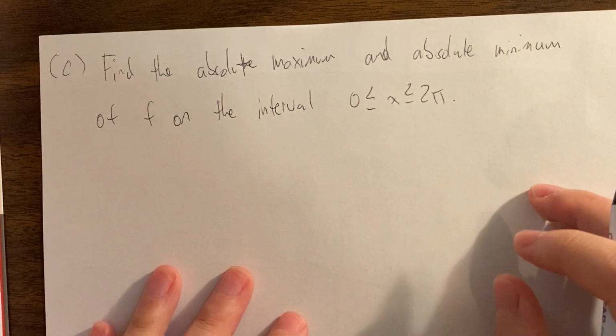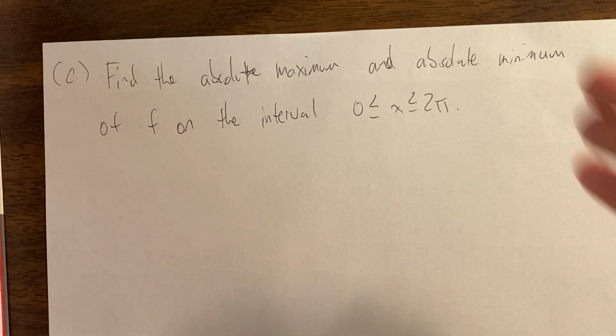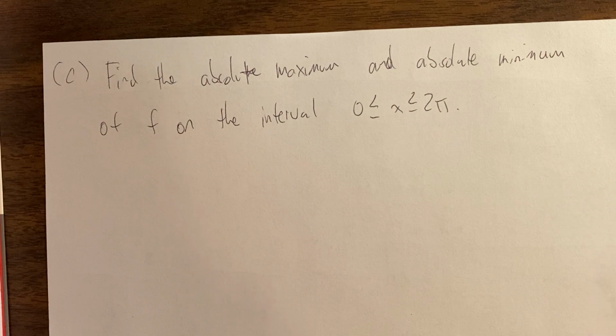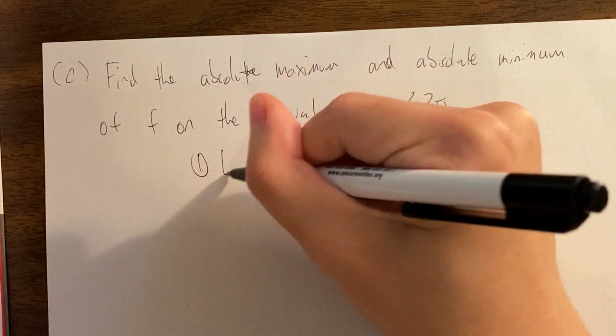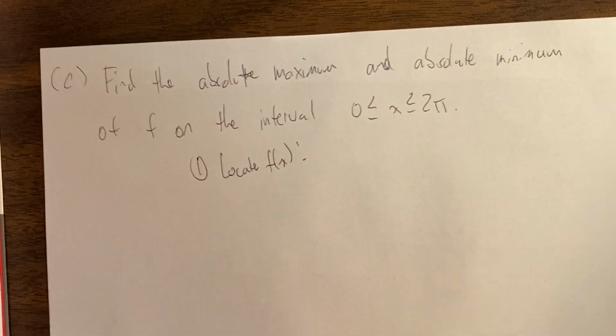So this is probably a little bit harder question. Find the absolute max and minimum of f on the interval 0 to 2 pi. So what we're going to do is our normal closed interval method to find absolute max or min. So what we need to do is locate the function, and we're going to take the derivative and so on.